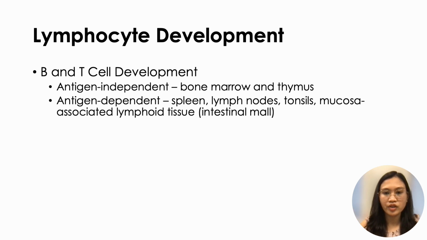The development of lymphocytes can either be antigen-dependent or independent. Antigen-independent development of lymphocytes occurs in the bone marrow and thymus, or the primary lymphoid organs. Meanwhile, antigen-dependent development occurs in the secondary lymphoid organs such as the spleen, lymph nodes, tonsils, and the Peyer's patches in the intestines and other tissues in the body. B and T cell maturation initially occurs in the bone marrow and goes through several maturation processes.